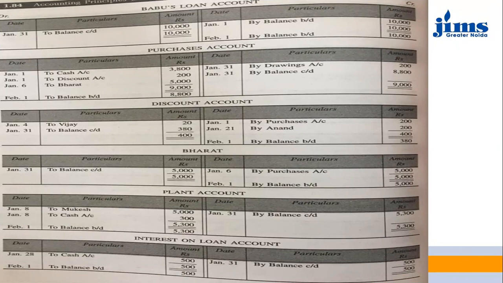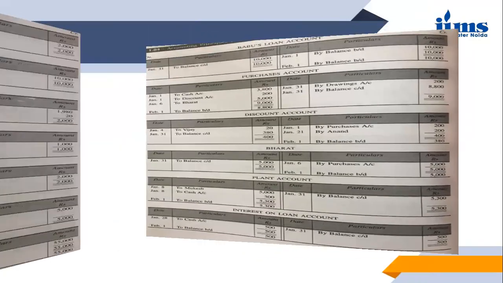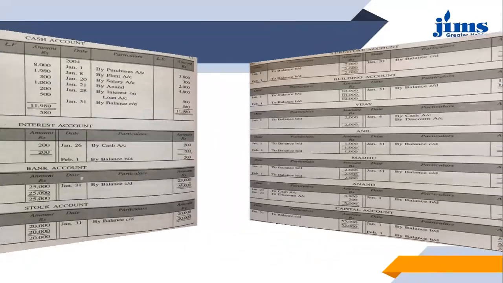And then we will prepare a discount account. Since discount we have not prepared yet, we will prepare a discount account. And in the discount account, you can see for the 1st January, there is an entry, discount is credited. Therefore, we have gone to the credit side of the discount account. 1st January, by purchases account, 200 rupees. Because discount is credited, we have to mention the debit account. So by purchases account, 200 rupees. So in all the three accounts, we have done the posting.